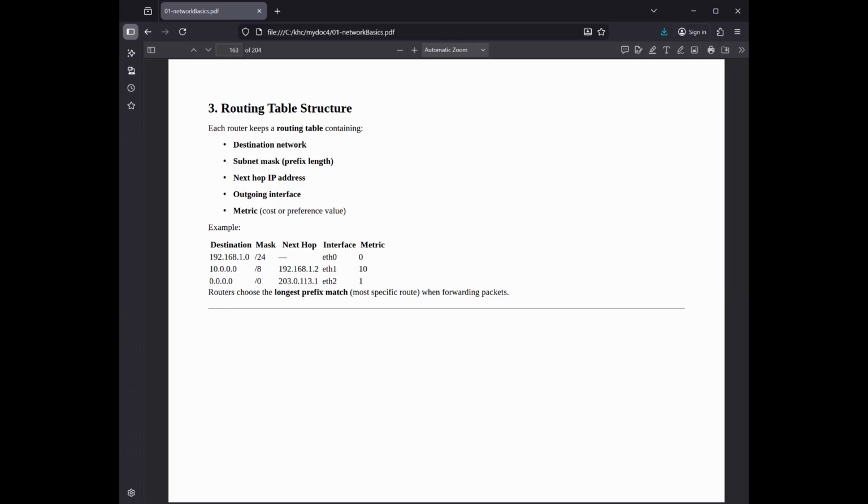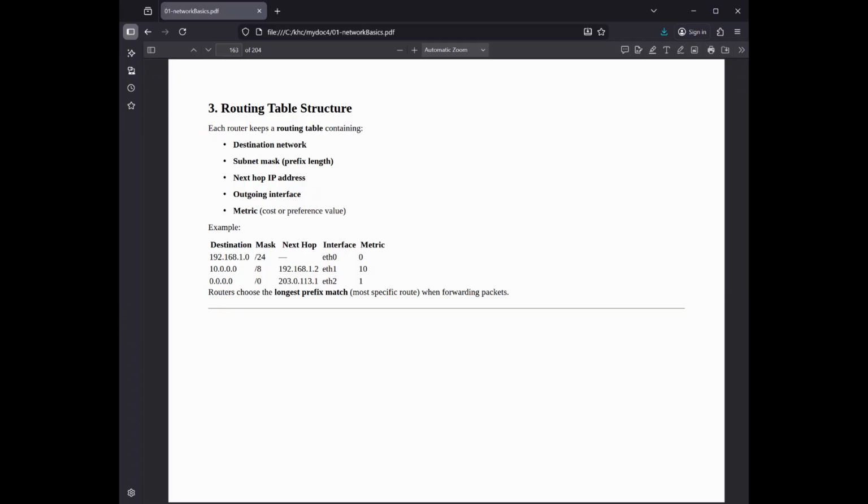Metric, a numerical cost value, such as hop count or bandwidth, used to rank routes. Lower metrics indicate more efficient paths. Administrative distance, a rating of the trustworthiness of the route source. Example, OSPF versus static. If two protocols provide a route to the same destination, the one with the lower AD is selected.